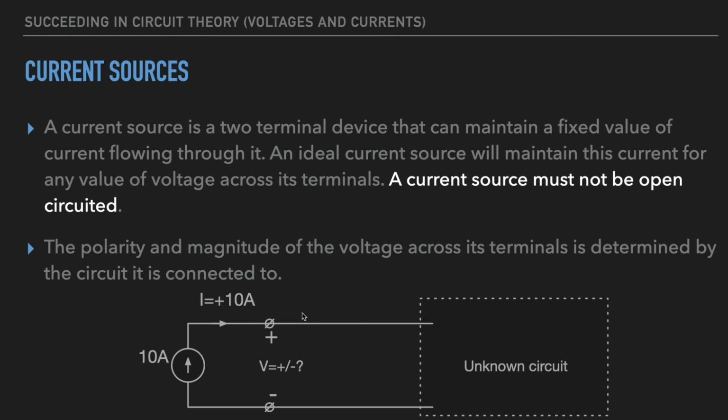Another thing that we should avoid is putting another current source with a different value in series with the current source. It's similar to the voltage source in that its defined value is set, and the other value, in this case the voltage, could have a plus or minus value and any magnitude depending upon the circuit that it's attached to.